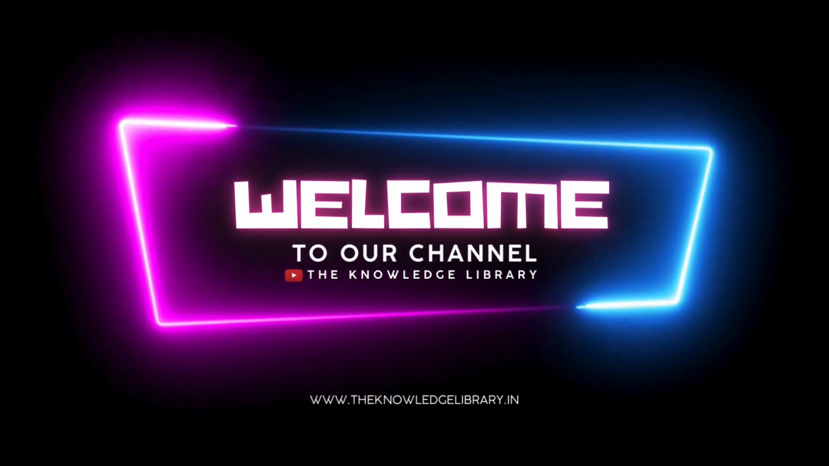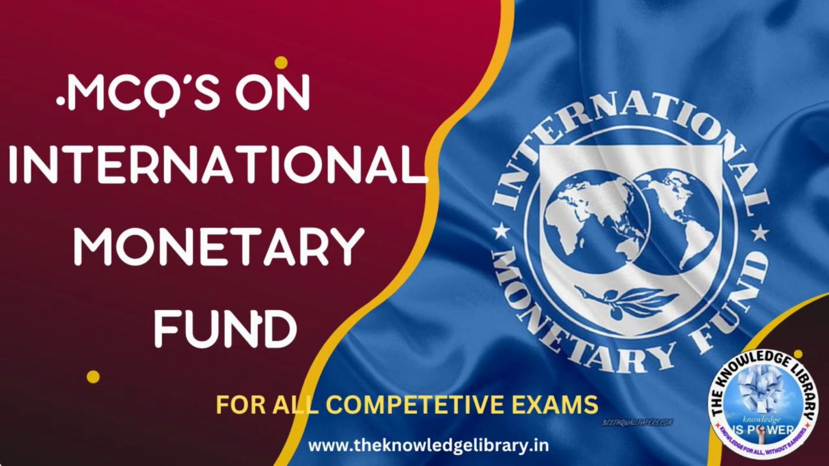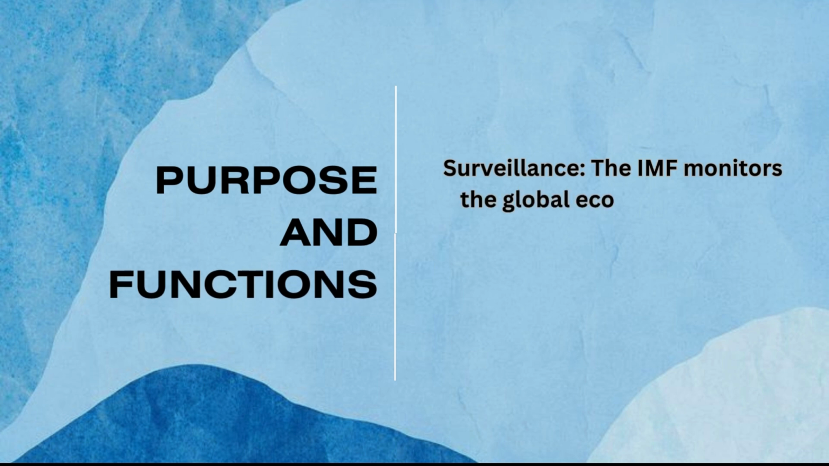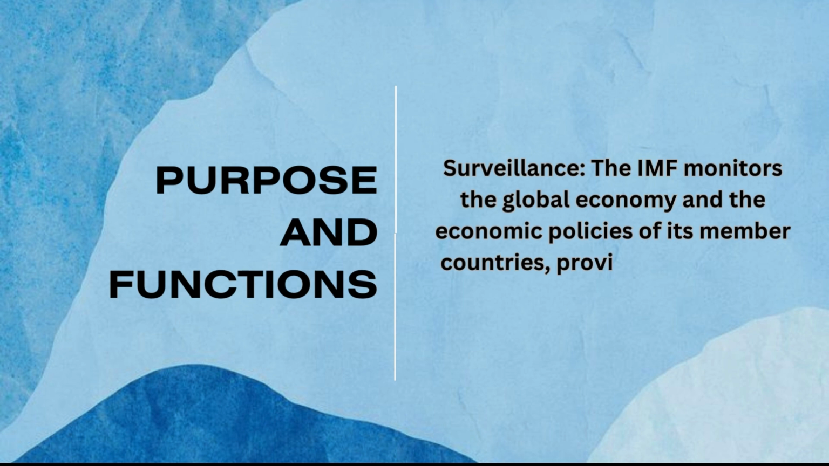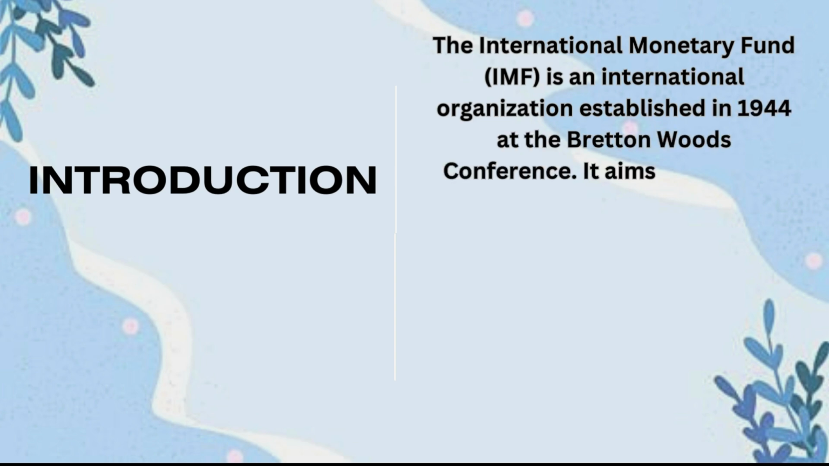Today we are going to discuss some MCQs on the International Monetary Fund. Before starting the video, let's get a review about what is the International Monetary Fund. The International Monetary Fund is an international organization established in 1944 at the Bretton Woods Conference. It aims to promote global monetary cooperation, secure financial stability, facilitate international trade, promote high employment and sustainable economic growth, and reduce poverty around the world.